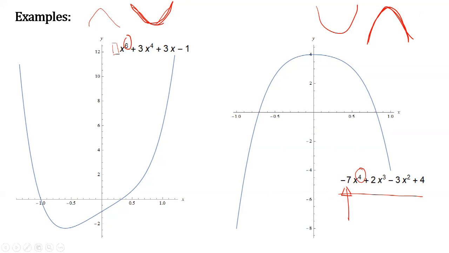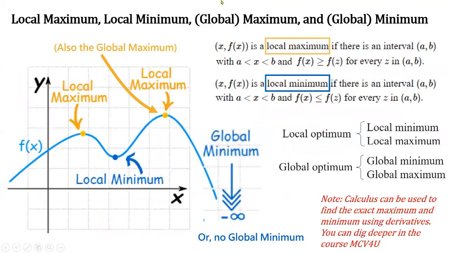Okay, now let's consider some other related concepts. What are local minimum, local maximum, global maximum, and global minimum? So according to the definition, the point (x, f(x)) is a local maximum if there is an interval (a, b) with x greater than a and less than b, and f(x) is greater than or equal to f(z) for every z in the interval (a, b). This is the definition of local maximum.